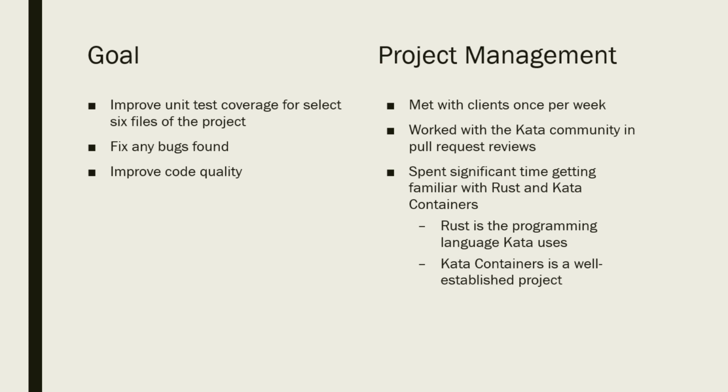Some secondary goals we had were to fix any of the bugs we found as well as just improve the code quality overall. The project management side of things, we met with our clients once per week. We worked with the community when we submitted our pull requests and read the reviews, and we spent a significant amount of time getting familiar with Rust and Kata Containers itself. And Rust is the language that Kata is built on. And Kata Containers is a very well established project already.